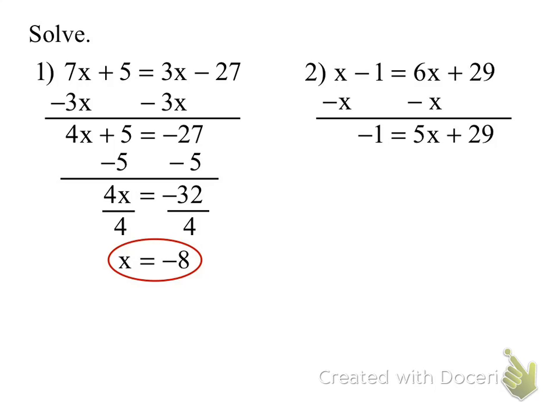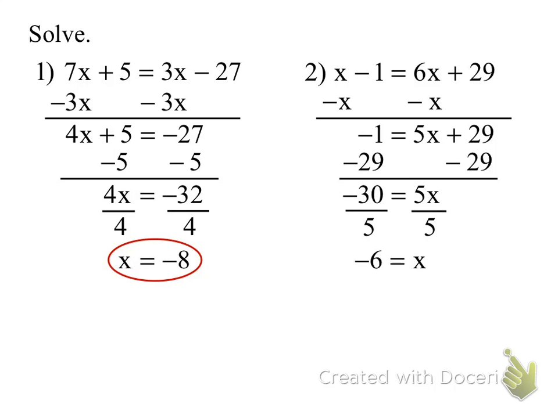Now this time I'm going to do what Alessandra was saying, which was subtract 29 from both sides, and we get, I owe $1, I owe $29, I owe $30. Divide both sides by 5, and we're left with x equals negative 6. Okay, questions?